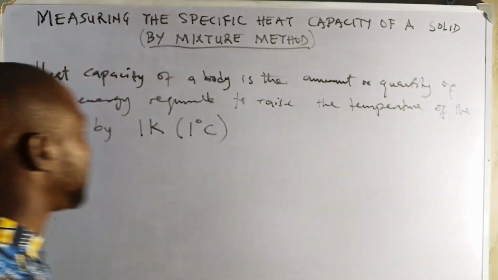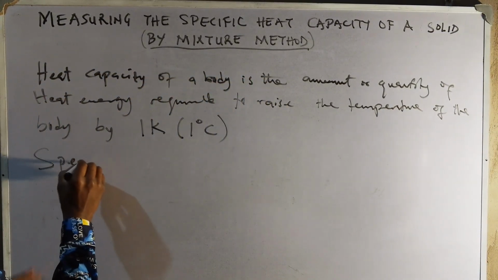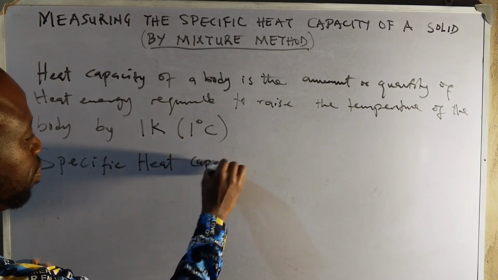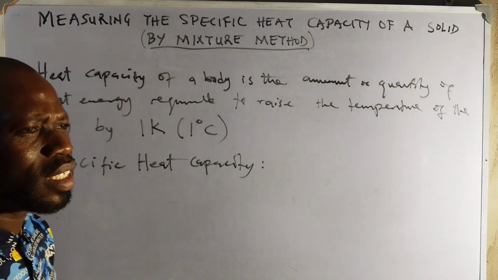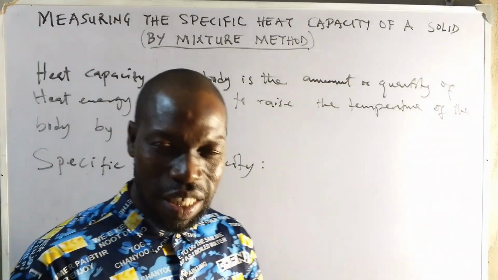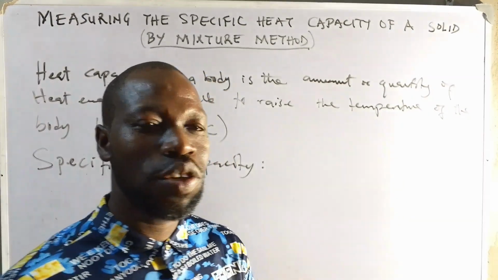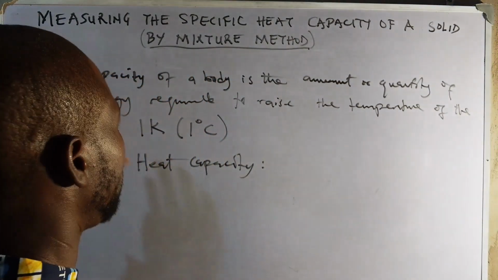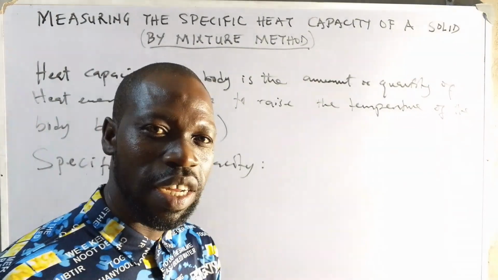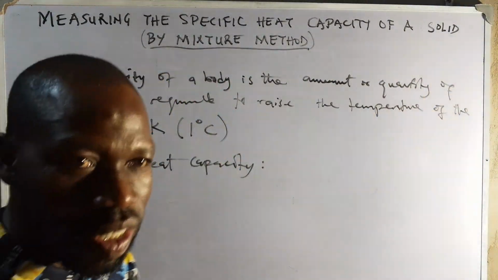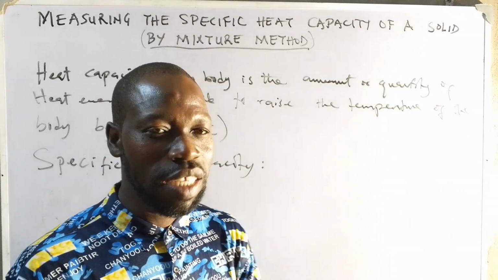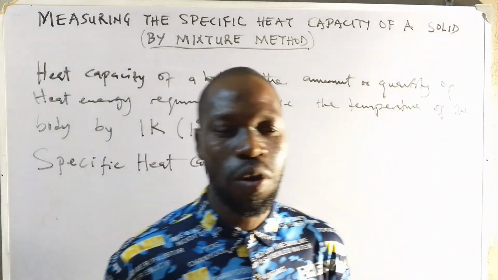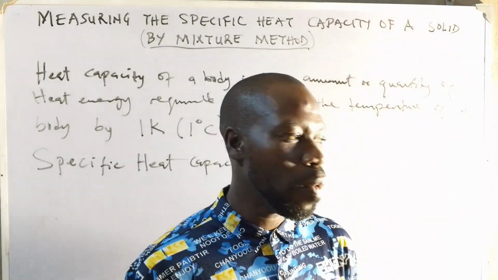Now, there's what we call specific heat capacity. The specific heat capacity of a body is the amount of heat energy required to raise the temperature of 1 kilogram of the body by 1 Kelvin. Note the difference. Heat capacity is the amount of heat energy required to raise the temperature of the entire body by 1 Kelvin, while specific heat capacity is the amount of heat energy required to raise the temperature of 1 kilogram of the body by 1 Kelvin.